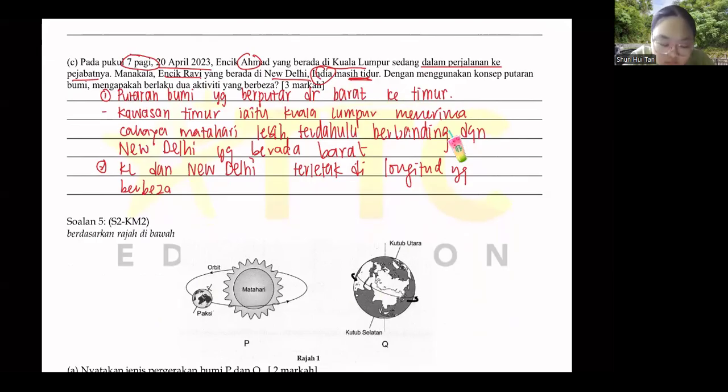For putaran bumi, the effect is always that, right? Kejadian siang dan malam, where you will tell me that yang menghadap matahari akan mengalami waktu siang. Yang tidak menerima cahaya matahari akan mengalami waktu malam.